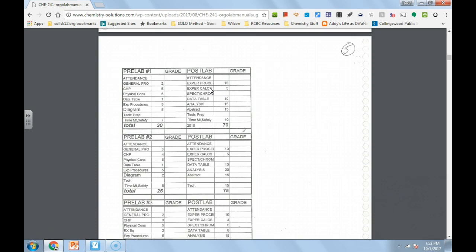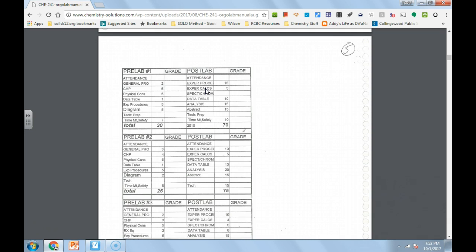Hey everybody, I wanted to spend a little bit of time talking about the post-lab and these experimental calculations. Every lab, when you are finishing it up, will typically have experimental calculations that you need to include. There may be some purity calculations, refractive index calculations. They can vary from lab to lab.